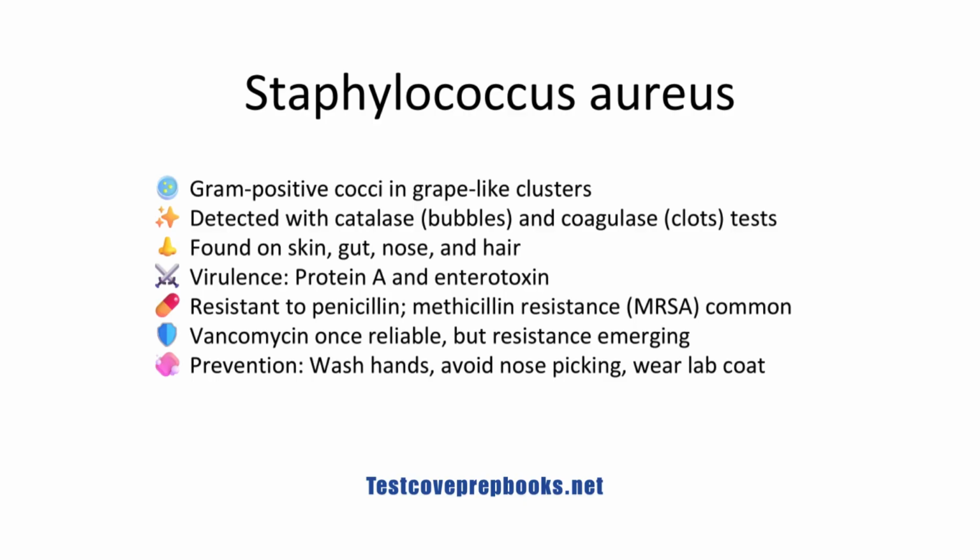It reminds us that it can be found everywhere, on the skin, in the gut, and in the nose and hair. Its virulence is tied to protein A, which interferes with the immune response, and to its enterotoxin, responsible for food poisoning. Staph boasts of its resistance. Penicillin doesn't work due to beta-lactamase production. Methicillin resistance is common, giving rise to MRSA. And while vancomycin used to be reliable, today even that drug faces resistance challenges.